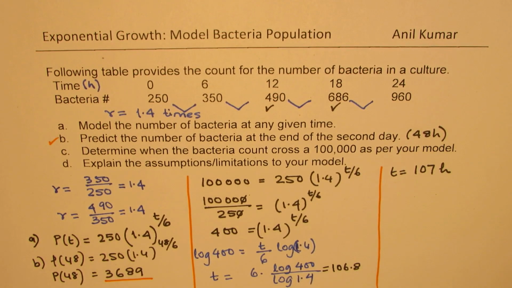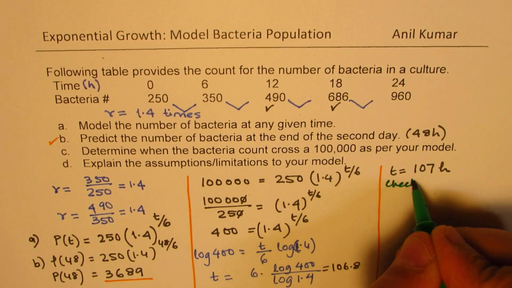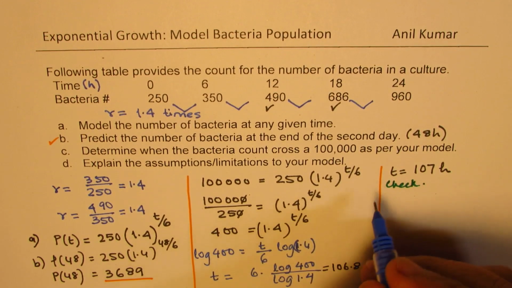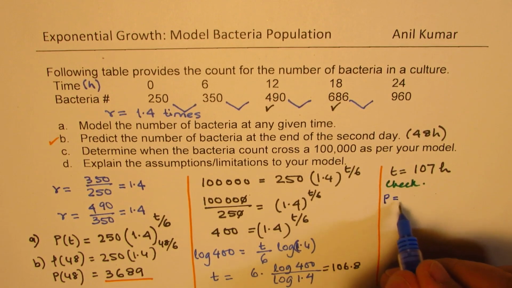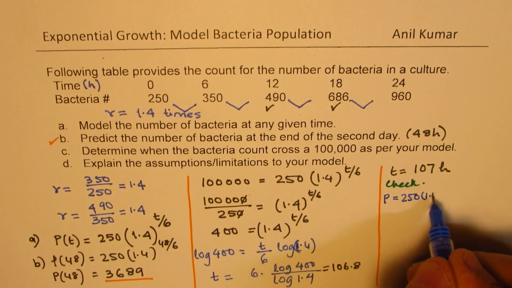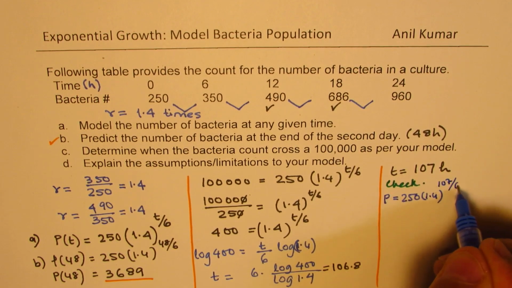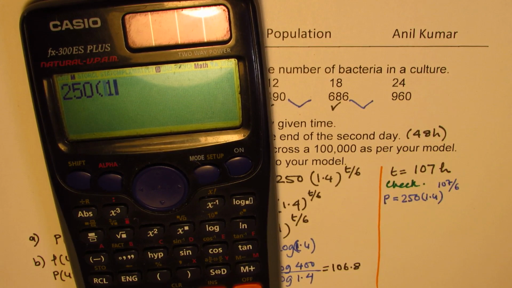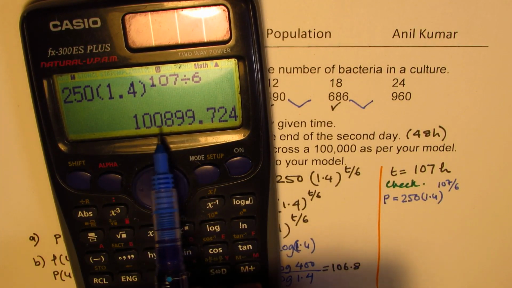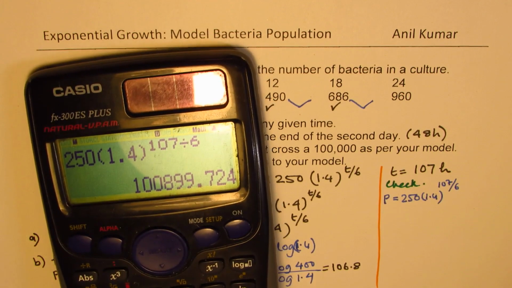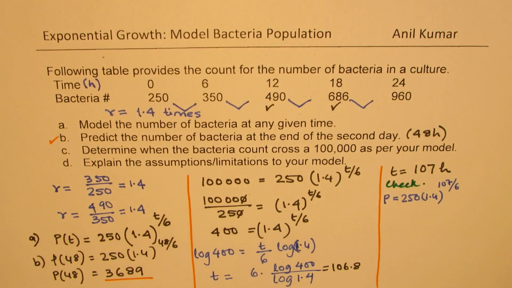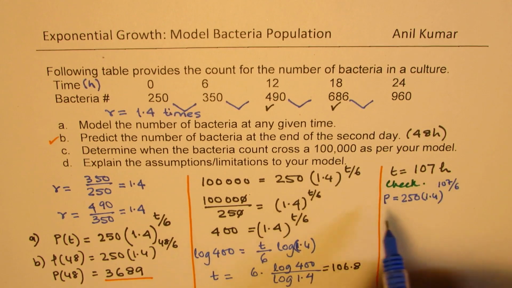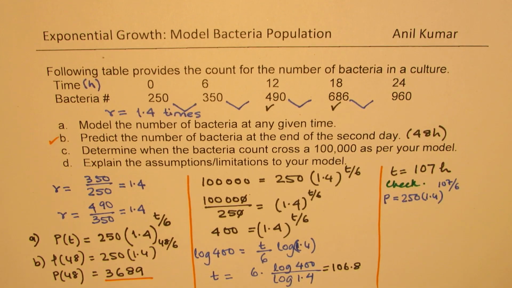So let us check our result also, right? So let's check this result. We'll just substitute t as 107. So the population we are saying will be 250 times 1.4 to the power of 107 over 6, correct? So what do we get? We get 250 within brackets 1.4 exponent 107 divided by 6 is equal to, we get slightly more, right? That is our approximation. So we do get 100,000, correct? So that is absolutely correct. So that is the answer for part C.